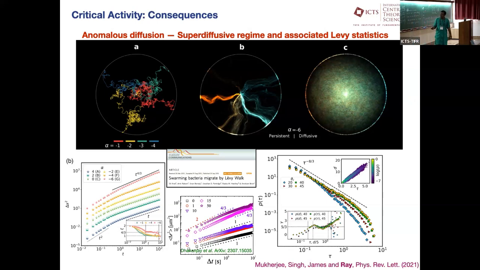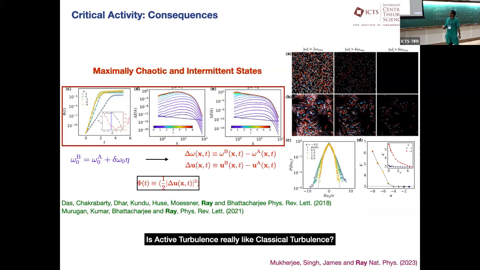There's further experimental confirmation more recently from the group at IIT Kanpur, which also measured this, I think using Bacillus subtilis bacterial systems, to find that this 4/3 exponent is probably robust.